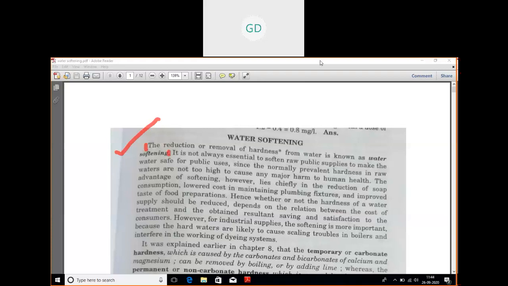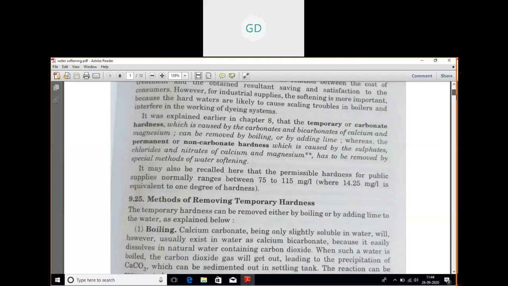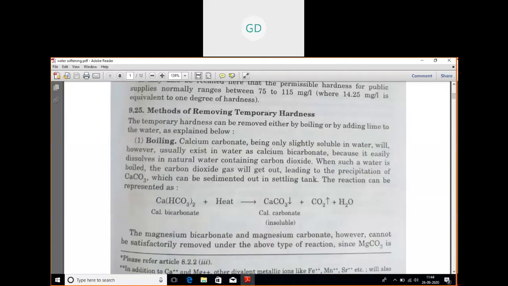Clear? Next, one more line you can note down. It may also be recalled that we have already studied the permissible hardness for public supplies. What is the permissible limit for hardness? It is 75 to 115 milligram per liter. So we will see what are the methods for removing temporary hardness.